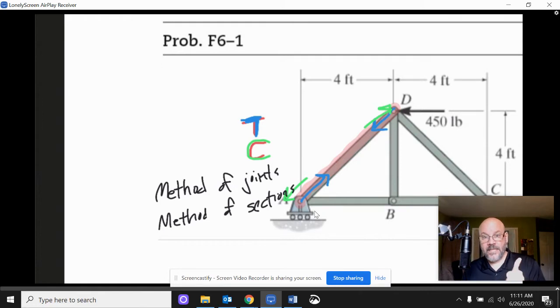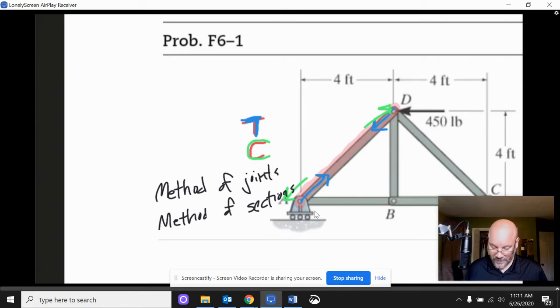Now, the upside of this is that you should get the same answers. What I want to know is, can you get the answers? Do you know how to do it both ways? In the real world, you could choose. Sometimes one method is easier. Sometimes the other method is easier. It just depends on what you need, what your situation is, all that sort of thing.